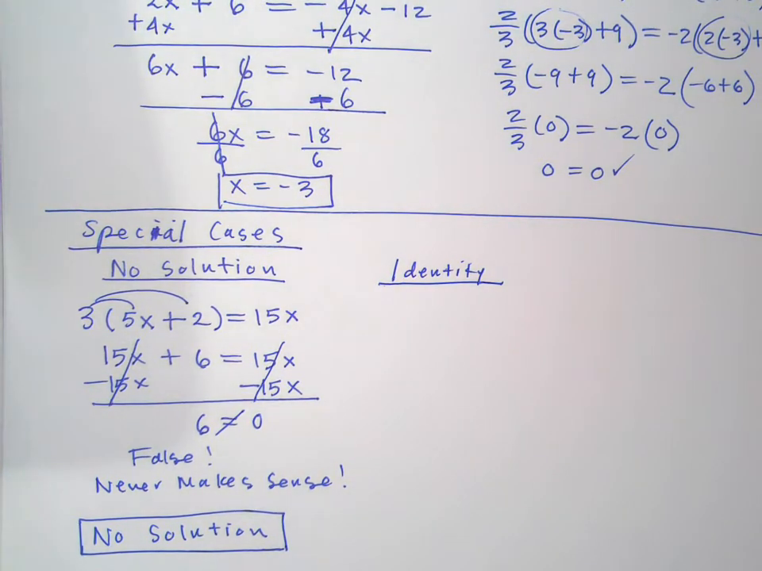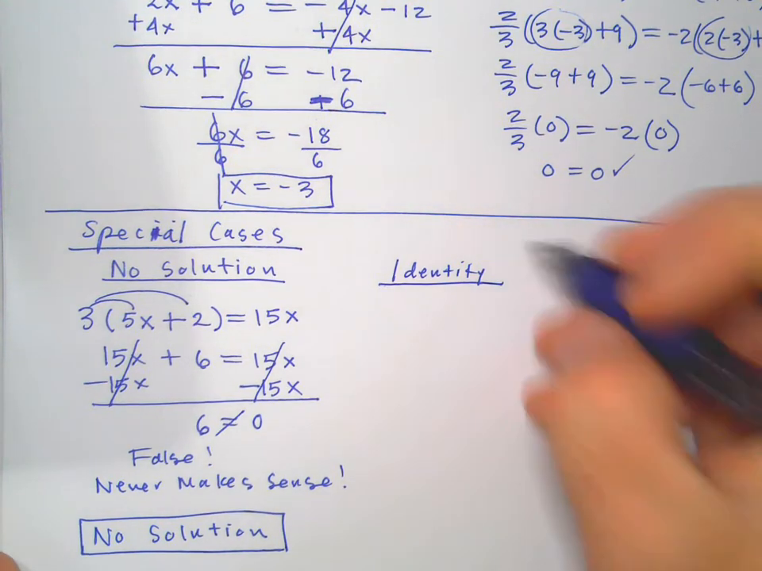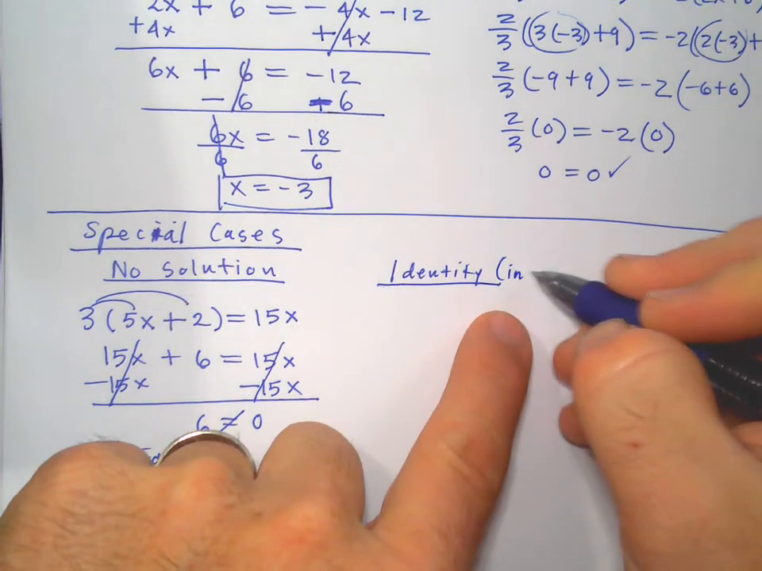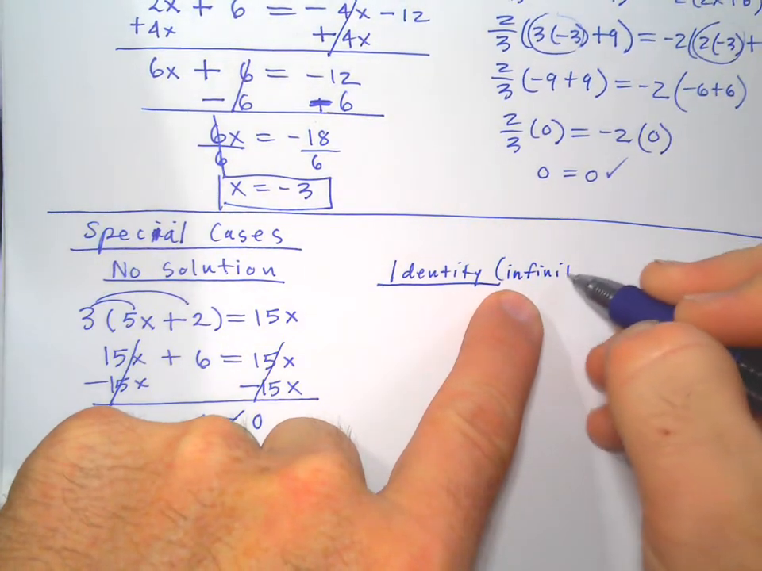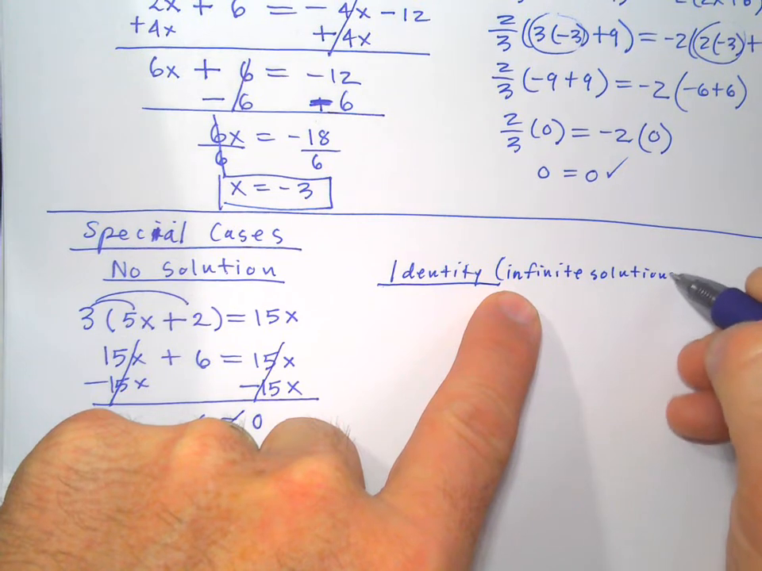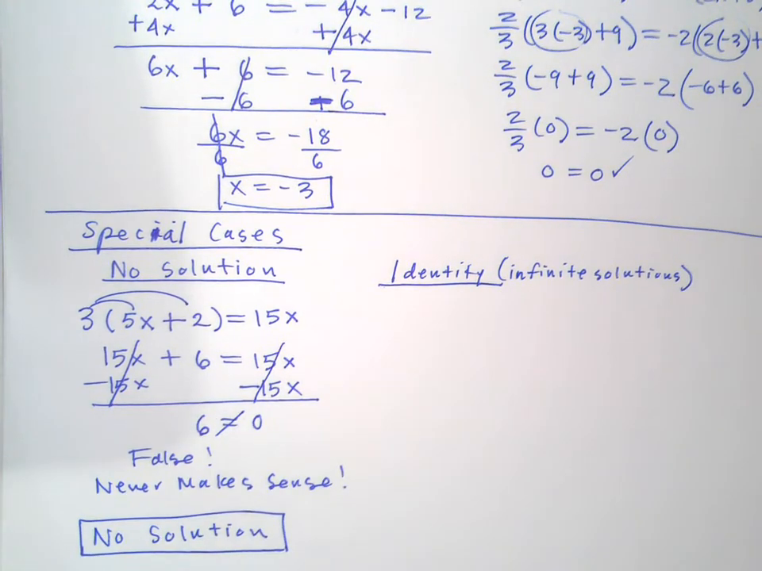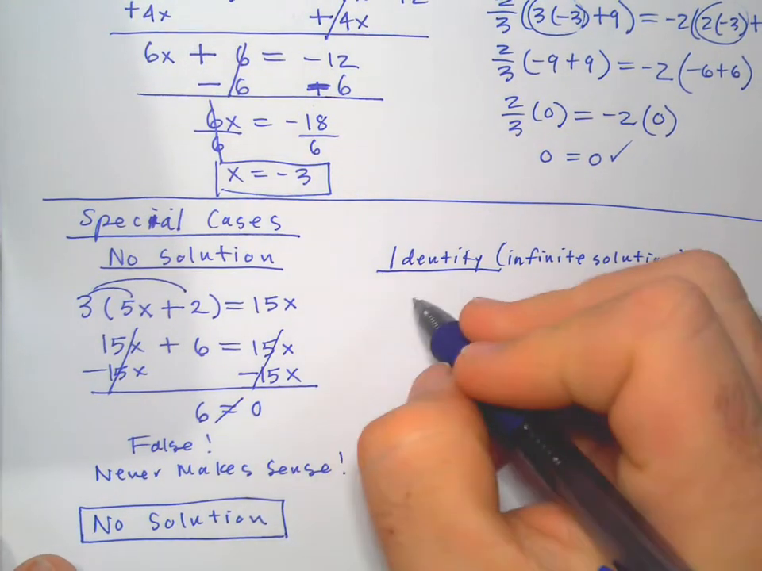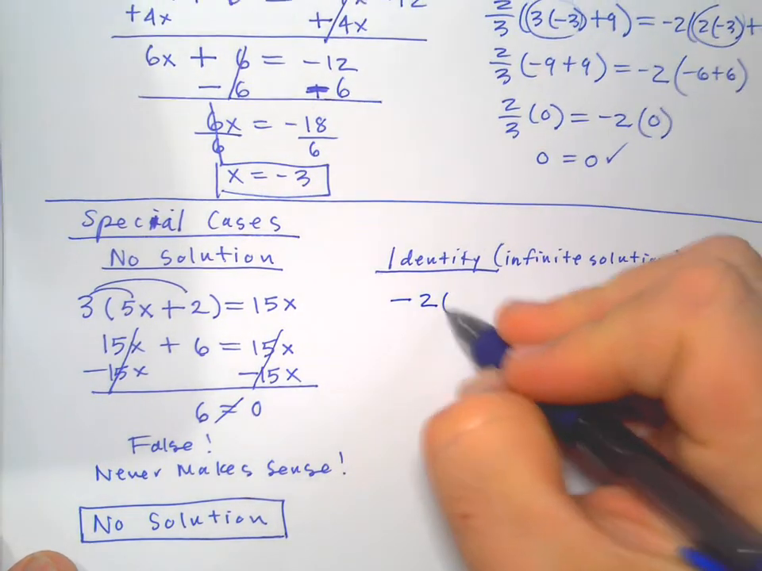So, when you see identity, it's also infinite solutions, which is probably an answer that describes a little more what's going on. When you see identity, you might think like identical twins. So let me show you a problem, and we'll see what happens here.